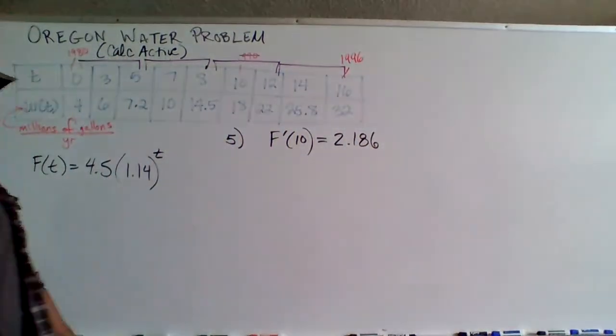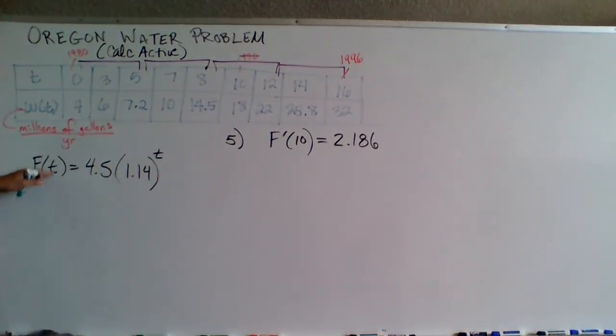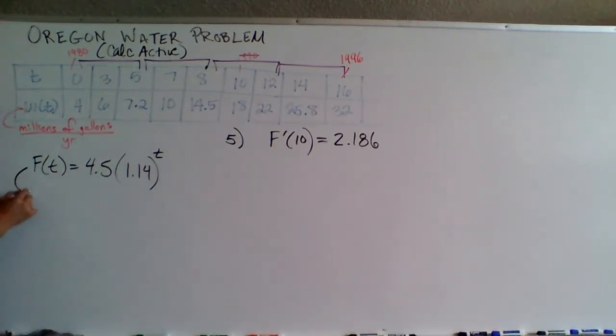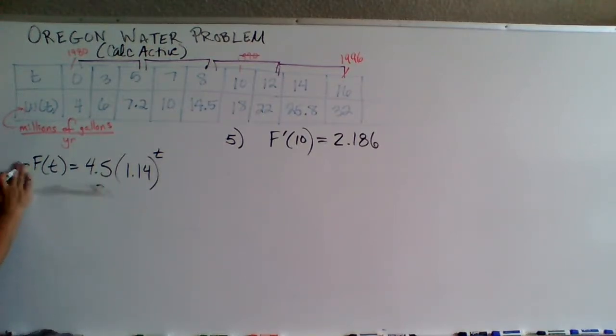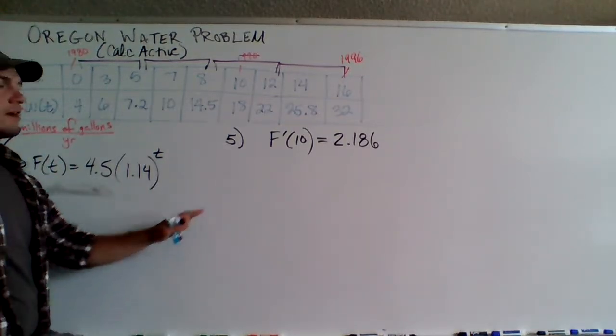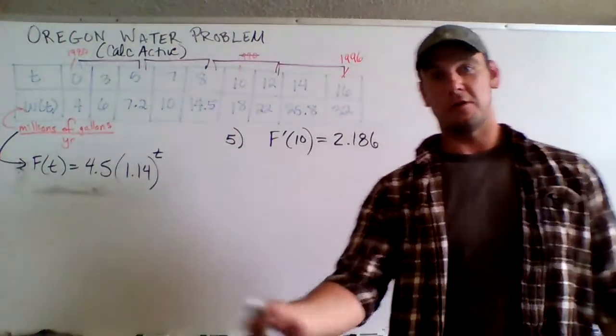Okay, so f of t is really representing essentially the same thing as w of t. It's just an equation versus a table. So f of t is really in millions of gallons per year. I'll draw an arrow. There you go. So the derivative of that is going to be millions of gallons per year squared.